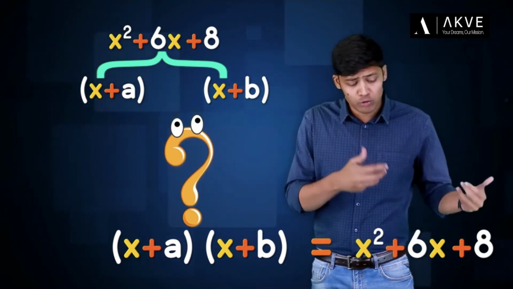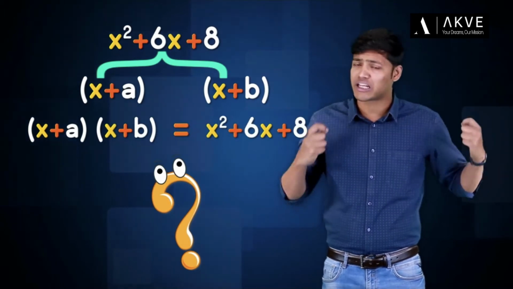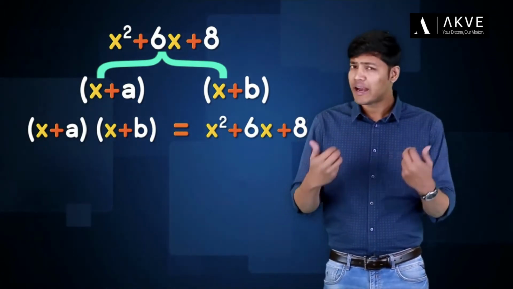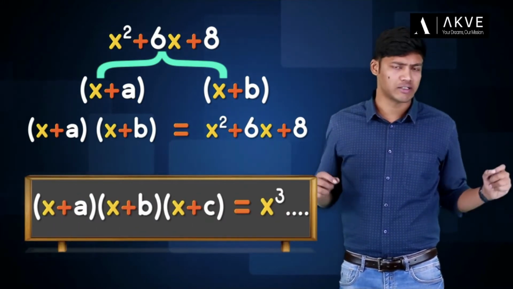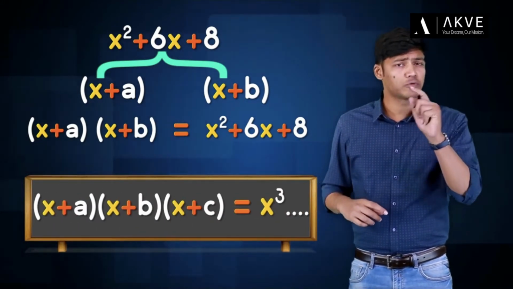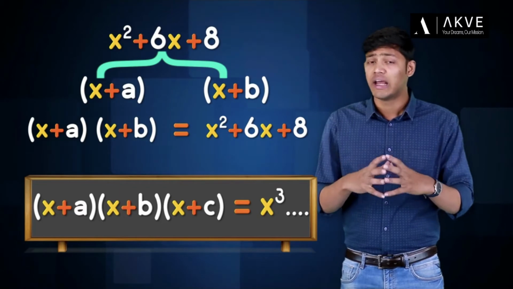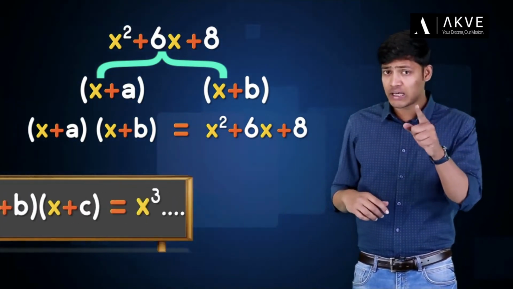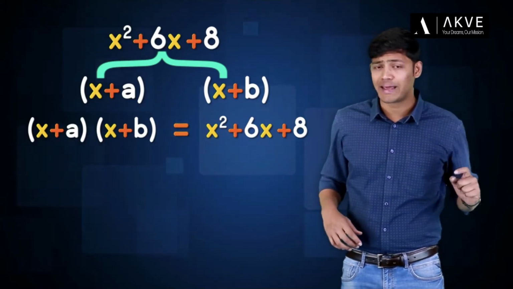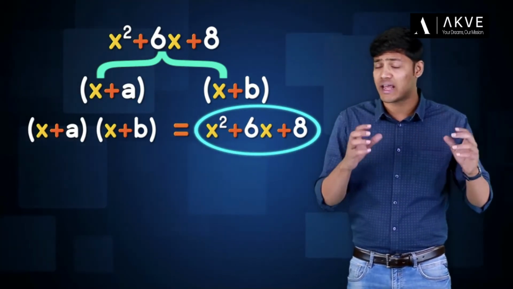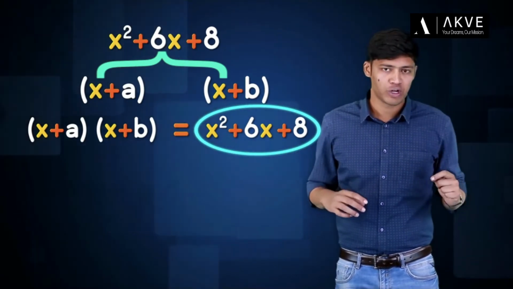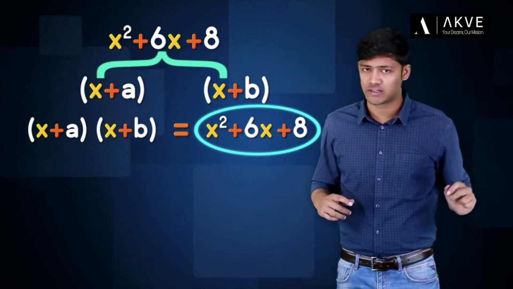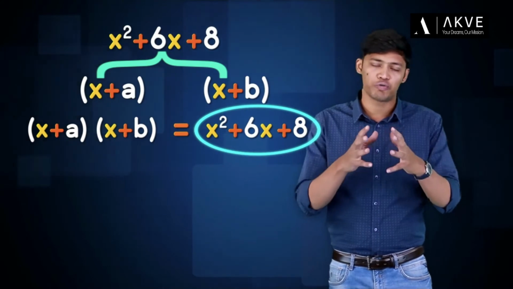Why only 2 factors, x plus a and x plus b? Why can't there be more than 2 factors? If we had considered more than 2 factors, then the product of those factors would result in a polynomial whose degree is more than 2. But here, the degree of the polynomial x squared plus 6x plus 8 is only 2. And that's the reason we have to consider only 2 factors but not more than 2 factors.